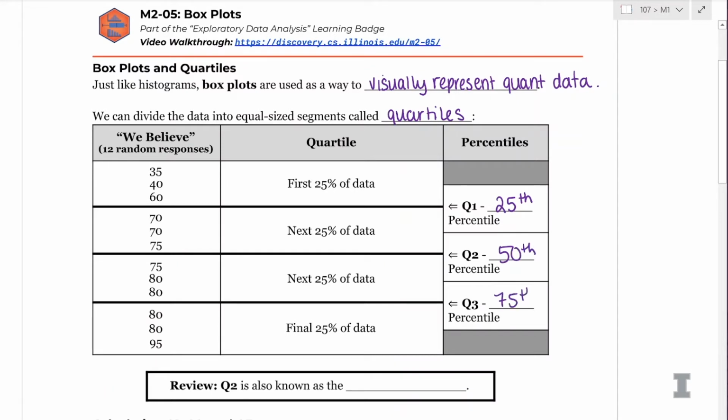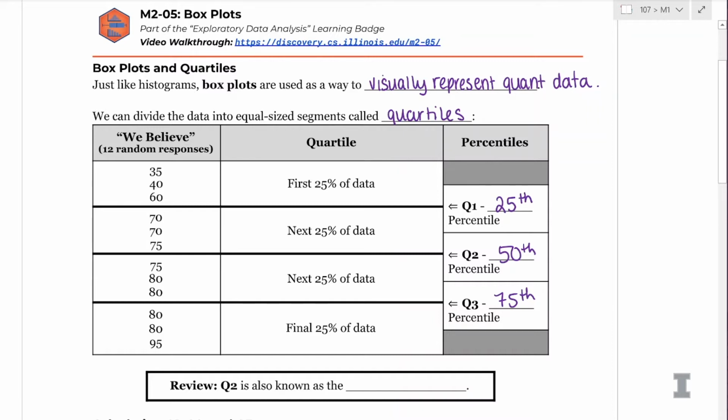So we have on this sheet the 12 random responses from the probability words data set. And we're specifically looking at the numbers for "we believe." So we've divided this data into quartiles. We're looking at the first 25% of the data, the next 25%, next 25%, and final 25%. And a box plot is going to show those Q1, Q2, and Q3.